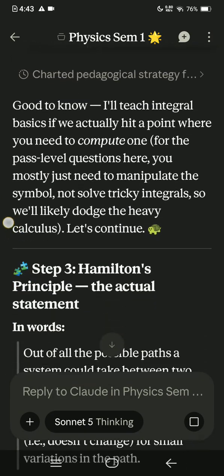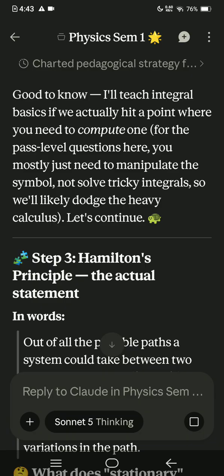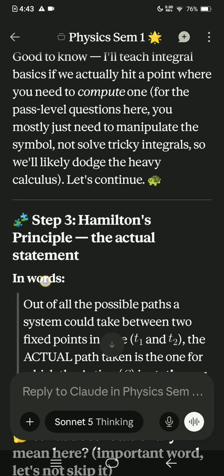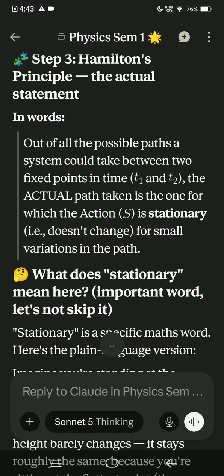Okay, so good to know. I'll teach integral basics if we actually hit a point where you need to compute one for the path level questions here. You mostly just need to manipulate the symbol, not solve tricky integrals, so we'll likely dodge the heavy calculus. Let's continue. Step 3 is Hamilton's principle, the actual statement in words.